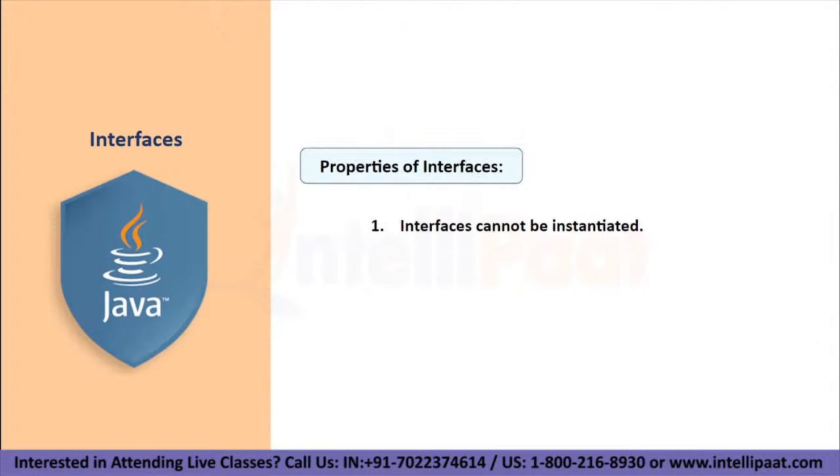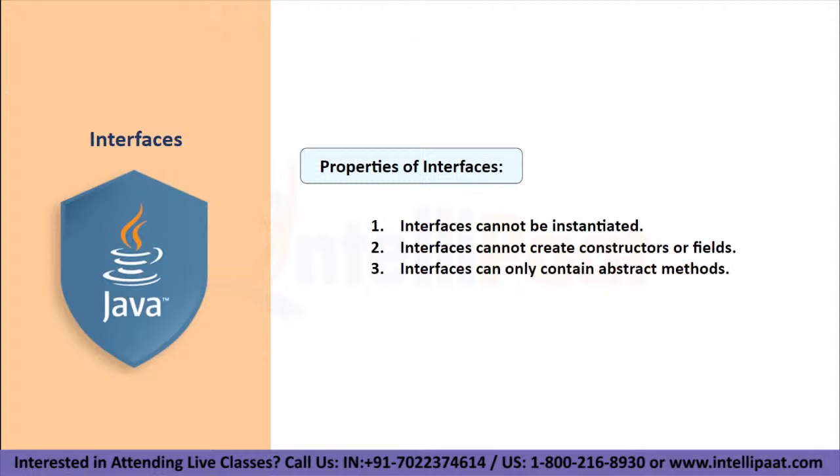First one is they cannot be instantiated. Neither you nor the runtime environment can create its object. Interfaces cannot create constructors or fields. They can only contain abstract methods.